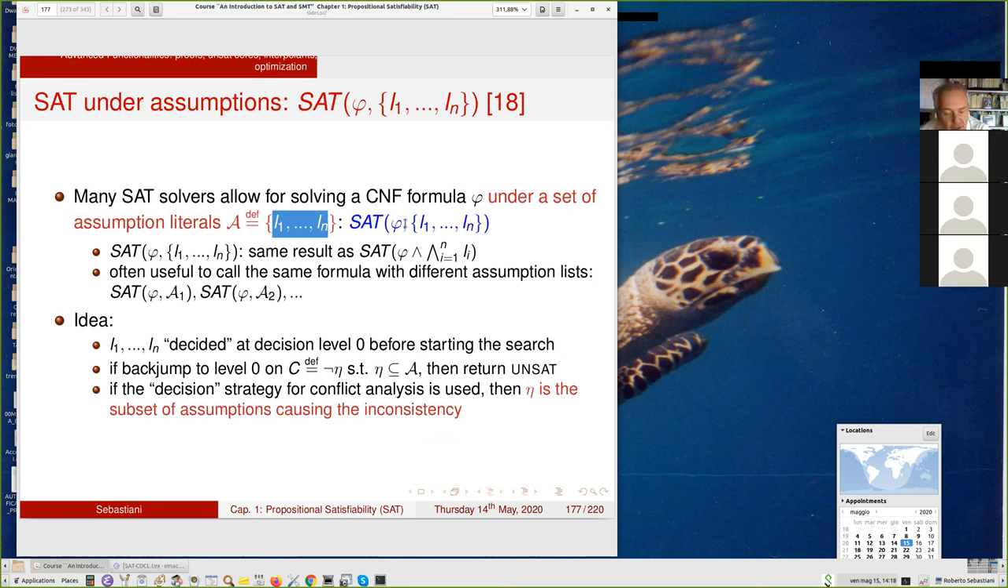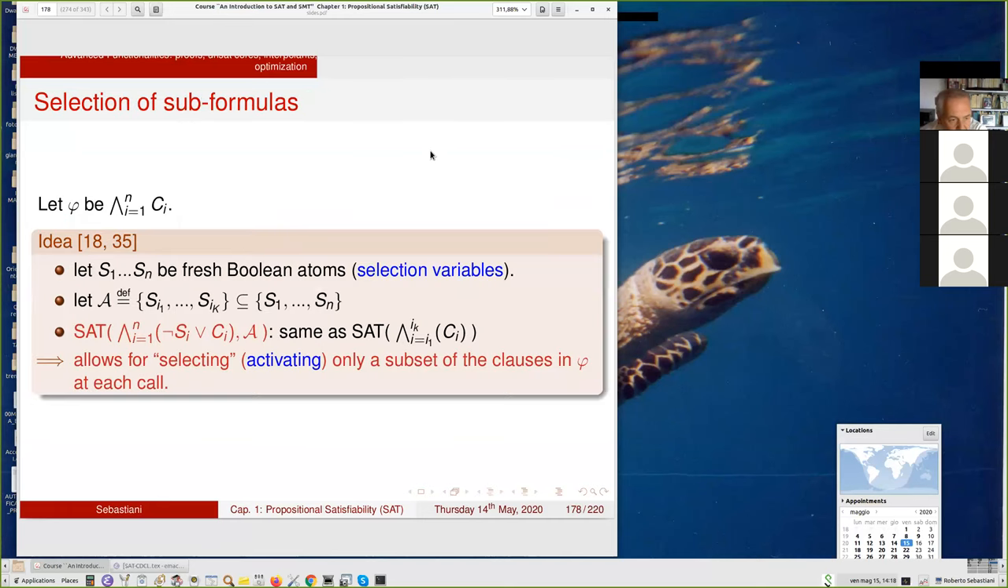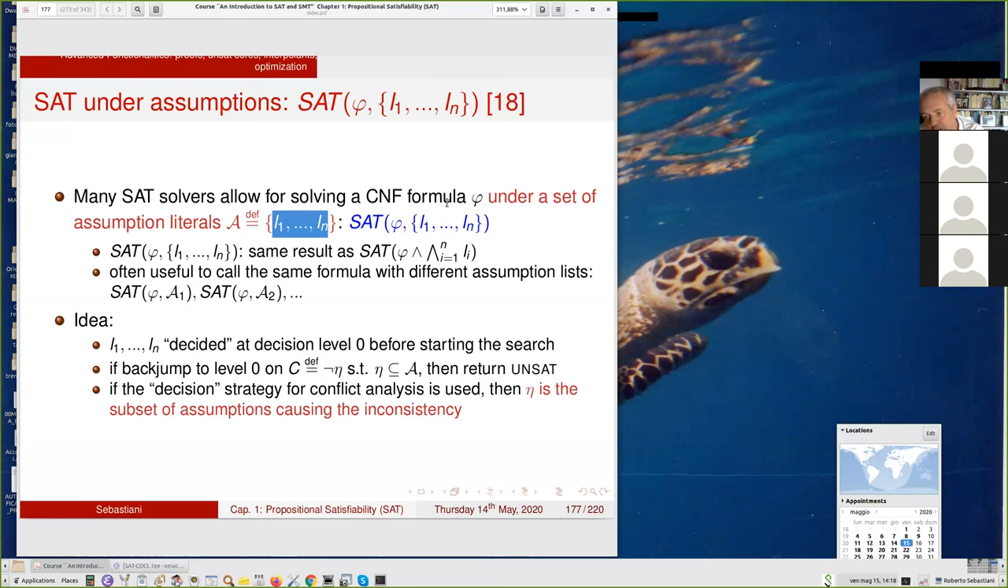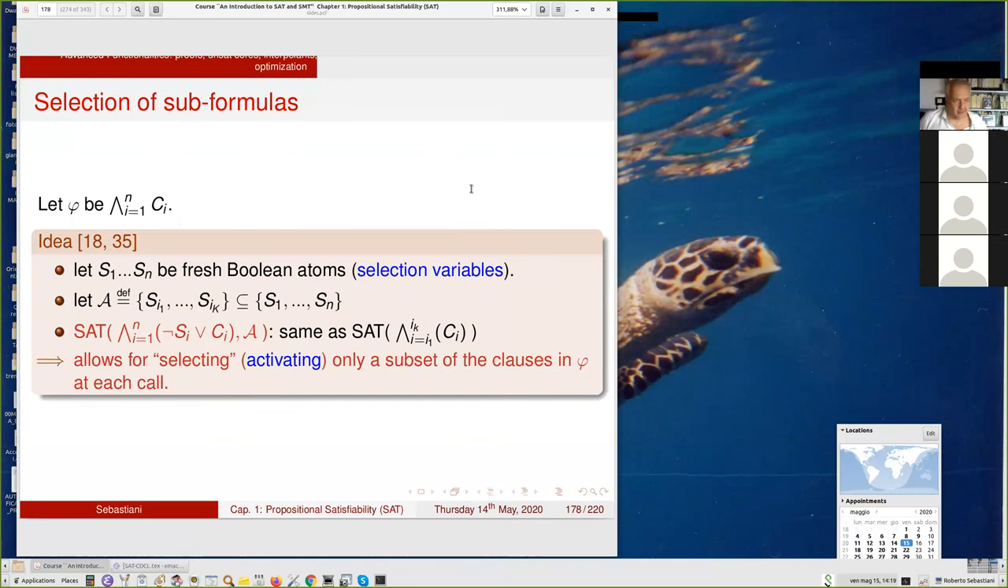I will show you in the next slide. So all this has many applications, it can be used in many contexts. One is to select part of subformulas. So consider the fact that you have a formula which is a conjunction of clauses Ci, which can also be groups of clauses. You may introduce some fresh variables, S1 to SN, which are called selection variables, and you label every clause or subset of clauses, whatever, with this variable. So rather than the big AND of Ci, you have a big AND of (not Si or Ci).